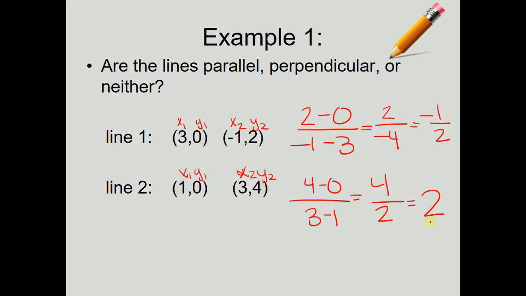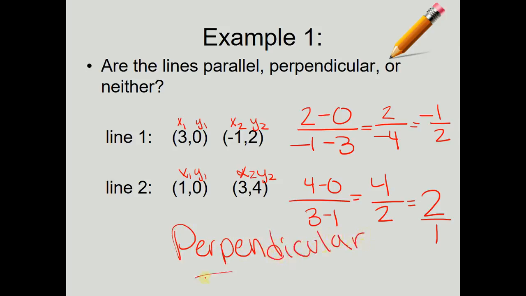Perpendicular. That means that they are opposite reciprocals of one another. So I notice that they are different signs. 1 check mark there. And they are reciprocals of one another because that 1 over 2 would become 2 over 1, right? If you think it that way. So I'm going to have negative 1/2 and 2 over 1. Thus, these two lines are perpendicular to one another.